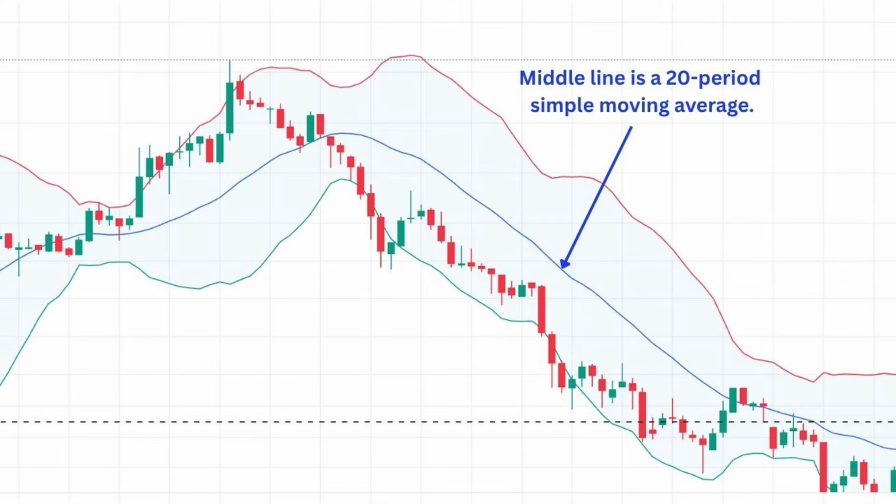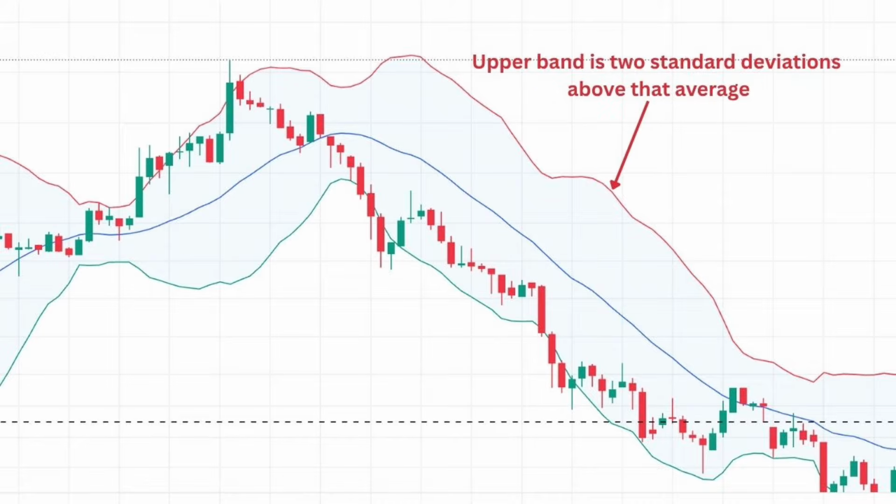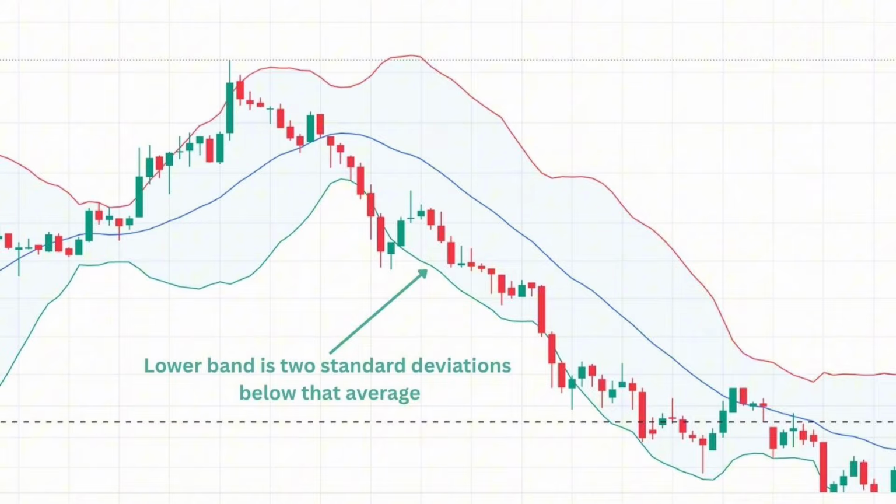So let's start with the basics. Bollinger Bands are a technical indicator made up of three lines. You get the middle line, which is the 20-period simple moving average, the upper band, which is 2 standard deviations above that average, and the lower band, which is 2 standard deviations below the average.